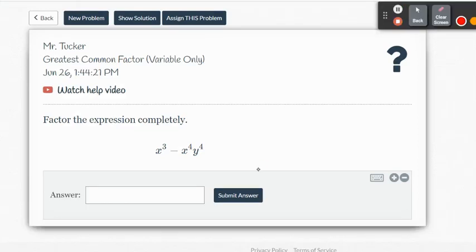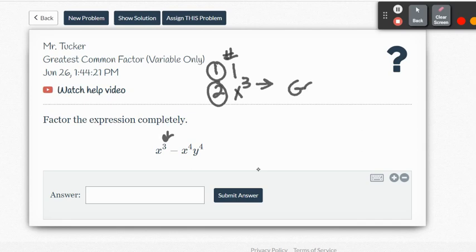So one of the big common mistakes that people make with a GCF is when they identify the variable or the coefficient part. The coefficient part here was just 1. So that's your number part. And then the variable part is x, and the lowest power is 3. Okay, so we do all that work right, get our GCF is x to the third.